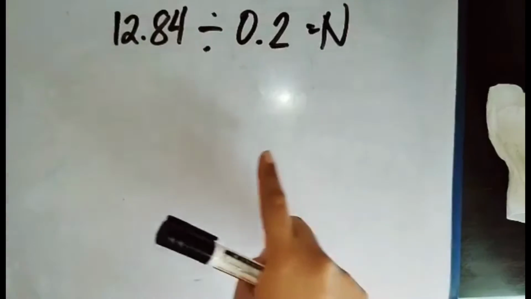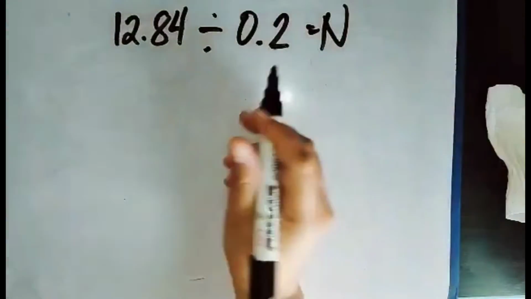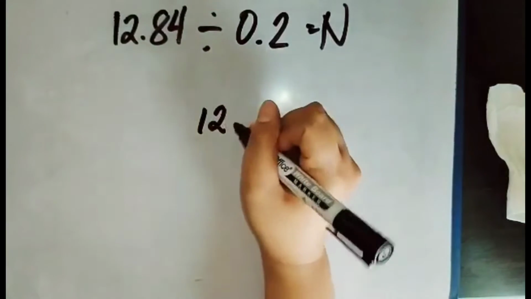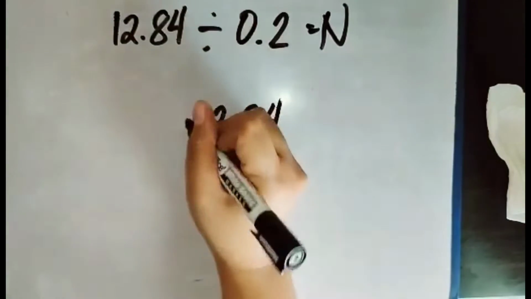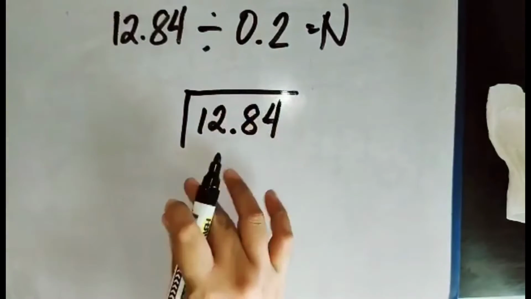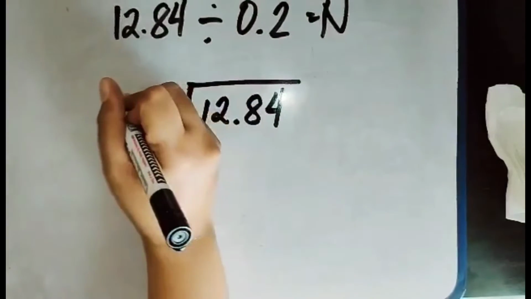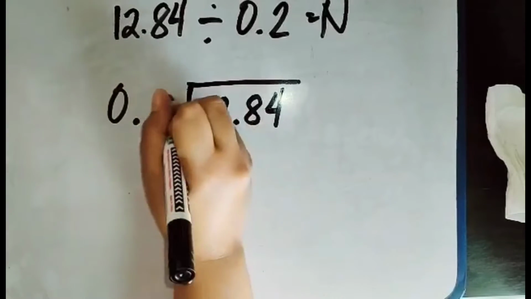You have to write it vertically. Let's have this one. Start with the dividend. 12 and 84 hundredths divided by, enclose it in our division symbol, and then write the divisor outside.